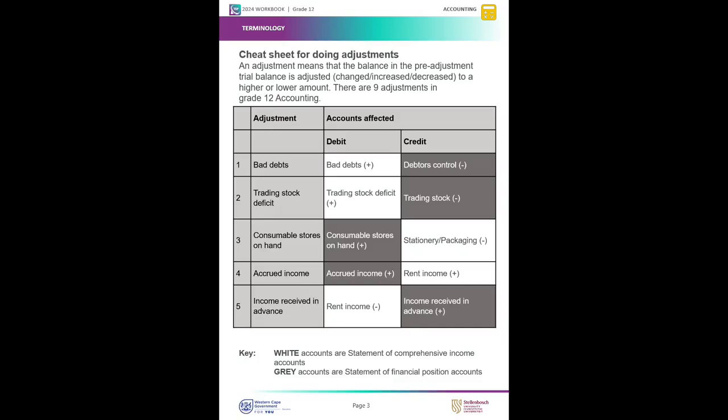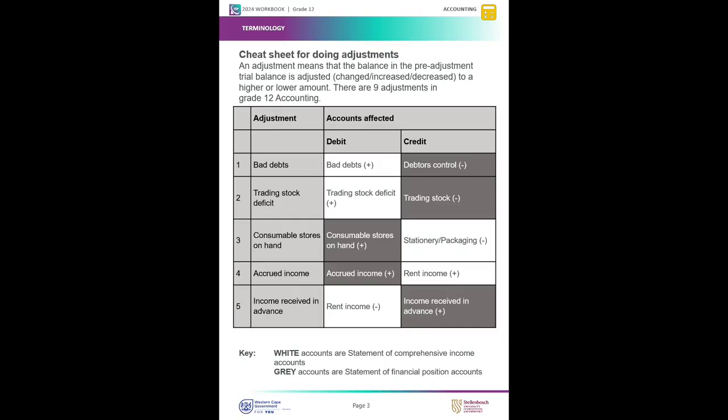The next adjustment is trading stock deficit. Now, we all know what trading stock deficit is. That is the difference between the book value, the information found in our books and our balances, minus the physical value, which will obviously be given in additional information. Now, when we're dealing with trading stock deficit, we are going to debit trading stock deficit, right? And we're going to credit trading stock, because as we know, a deficit brings down anything that it impacts.